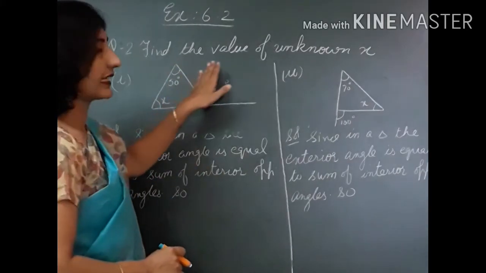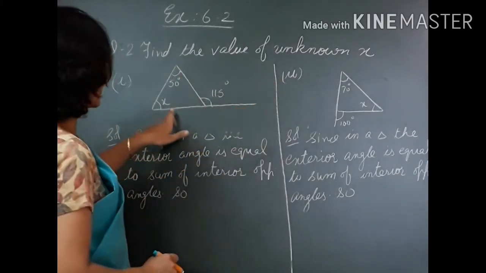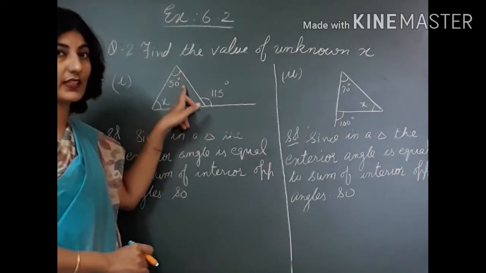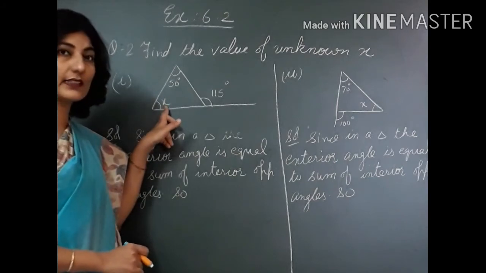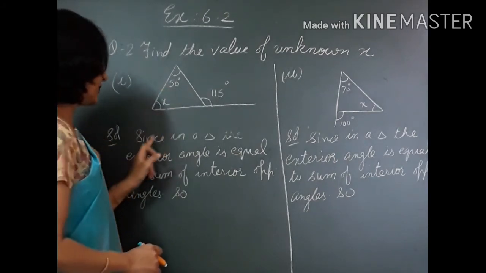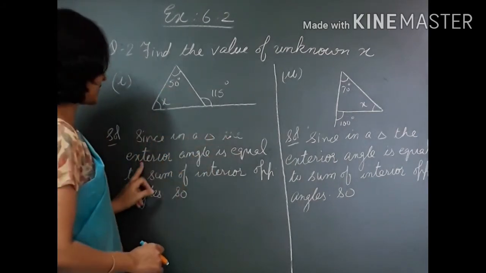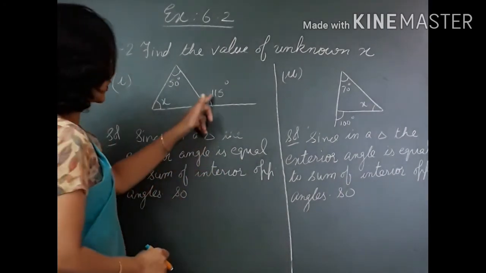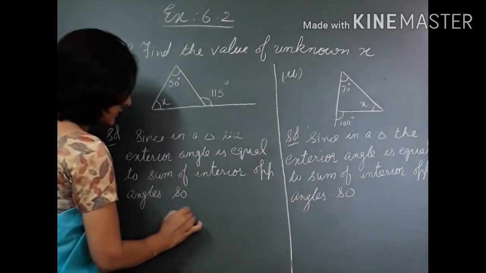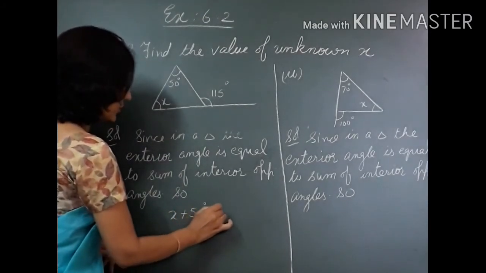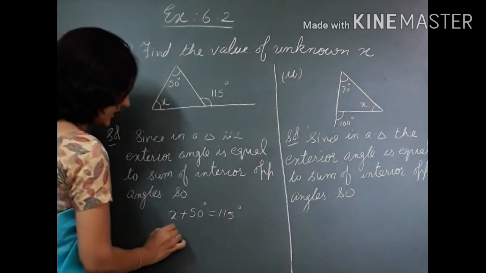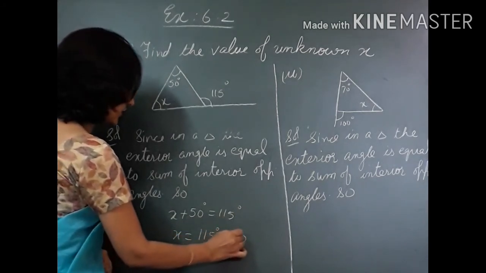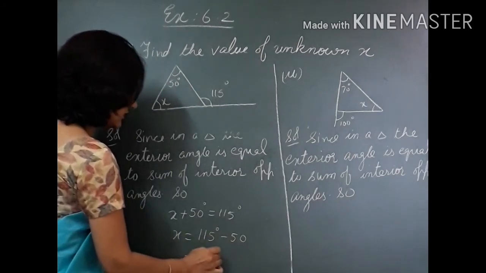Question number 2 is again, find the value of unknown x. The first figure is here, the exterior angle is given. One interior opposite angle is given. You have to find the other interior opposite angle. Again we will write the property. Since in a triangle the exterior angle is equal to the sum of interior opposite angles, so here x plus 50 degrees is equal to 115 degrees. So what will be the value of x? x equals 115 minus 50, that is equal to 65 degrees.